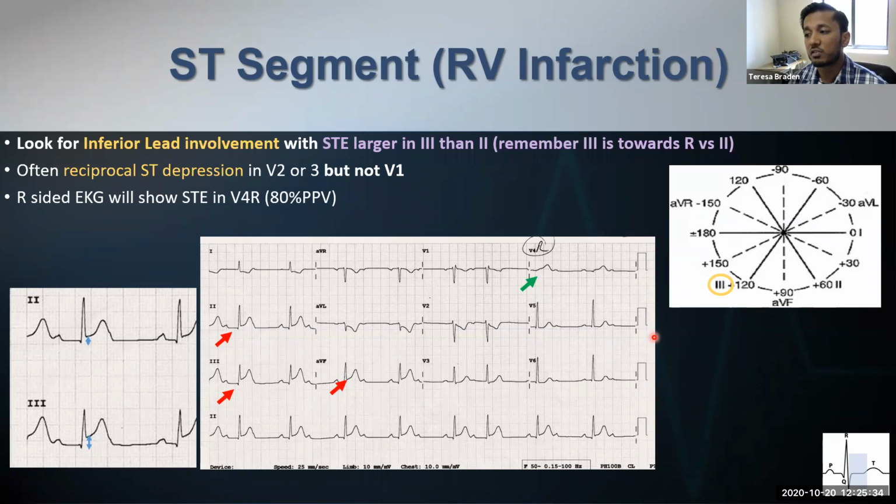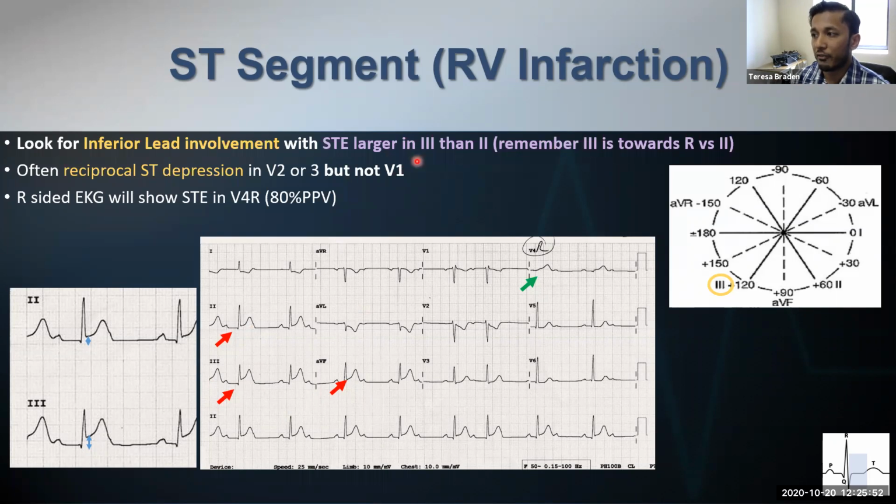We're still going to see that inferior lead, or 2, 3, aVF involvement, which is why the boards like to test you on it. You just have to know that you can't use just elevations in 2, 3, and aVF as your marker of, oh, this must be a posterior infarct or this must be a right ventricular infarct. You have to do a little more than that.